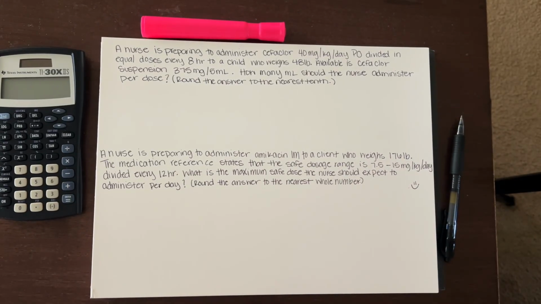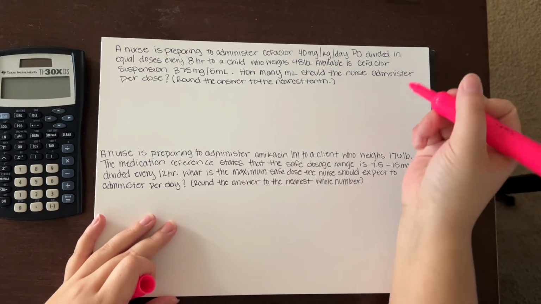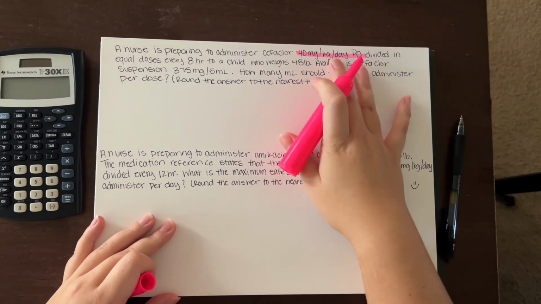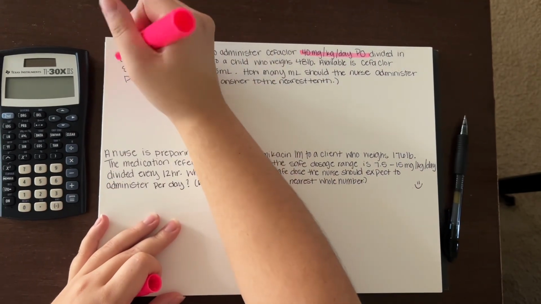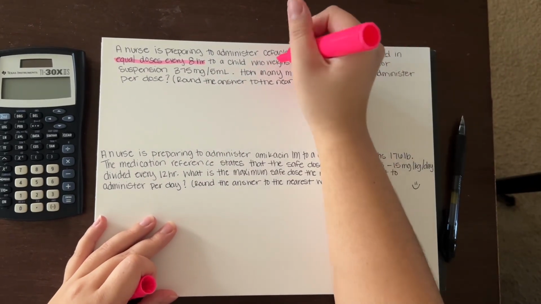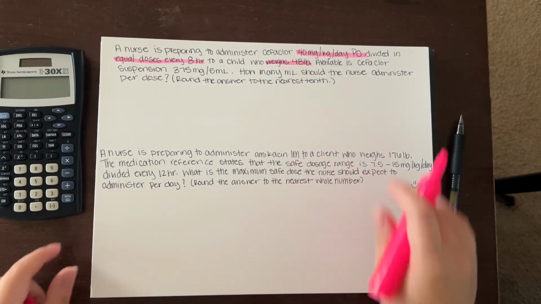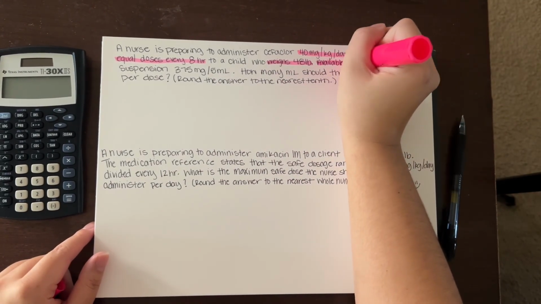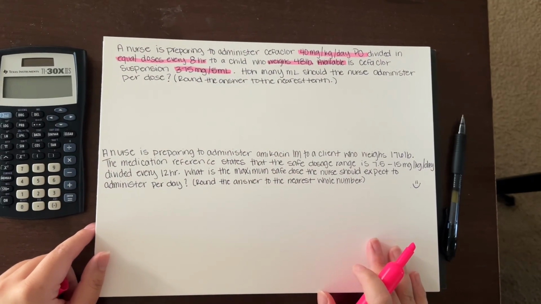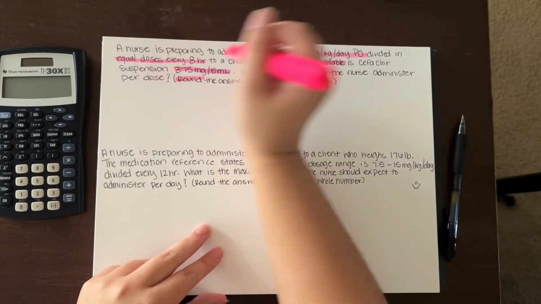So first, we're gonna break down our problem. We're preparing to administer 40 mg per kg per day, and it's divided in equal doses every 8 hours. And then the patient weighs 48 pounds. And then available is 375 mg per 5 ml. And we're gonna be rounding to the nearest tenth.